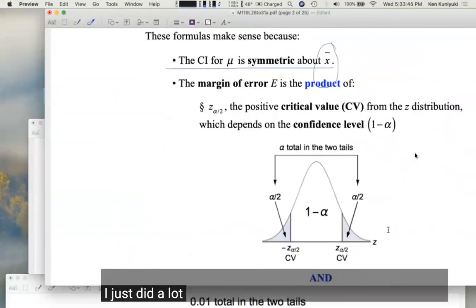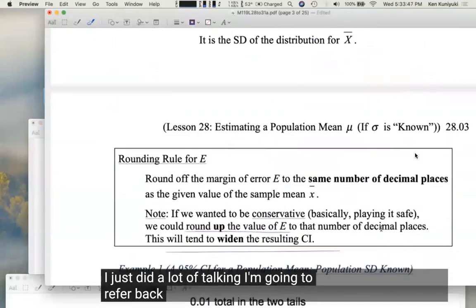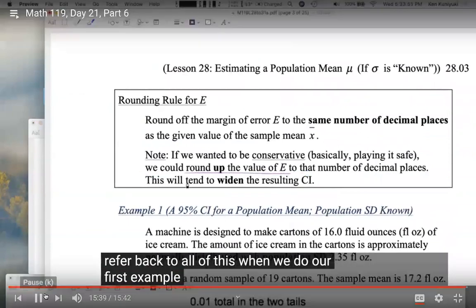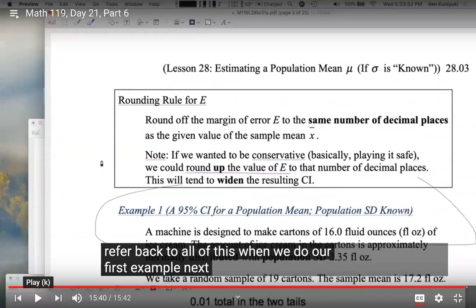Wow, I just did a lot of talking. I'm going to refer back to all of this when we do our first example, which will be now. So yeah, this sounded like, oh my gosh, what's going on? The example helped a lot. Questions before then? Okay, I think you want to see the example. All right, let's do the example.